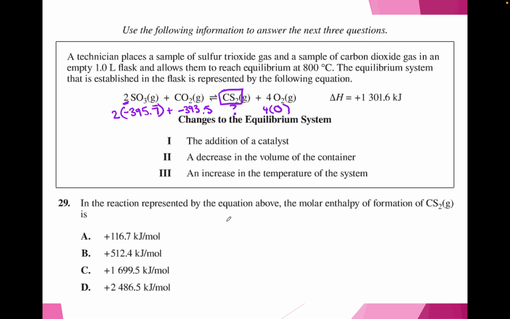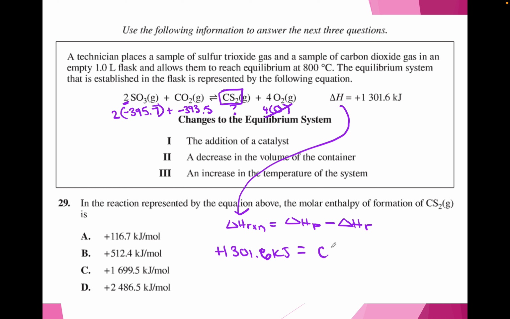Then when we go to do our calculation, the delta H of the reaction is going to equal the sum of the delta H of all the products minus the delta H of the reactants. In this case, we know the delta H of the reaction, so we can write that down: positive 1,301.6 kilojoules. Then we need a total for our reactants. Here we would have 0, so we don't even have to include it. You just have your CS2 that we want to solve for, and we're going to subtract the delta H of the reactants.